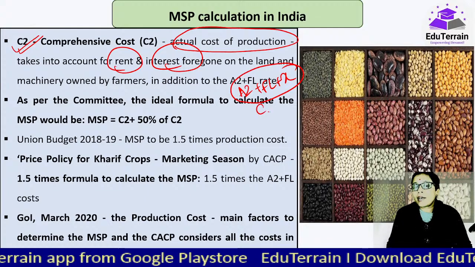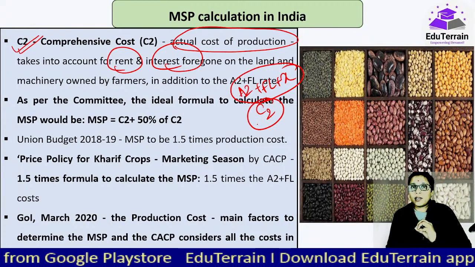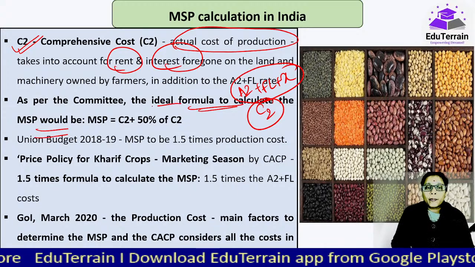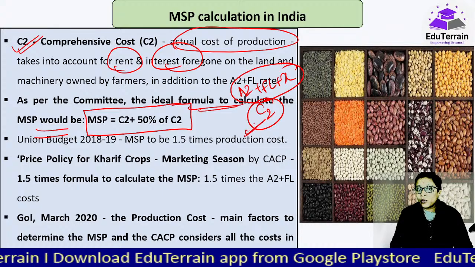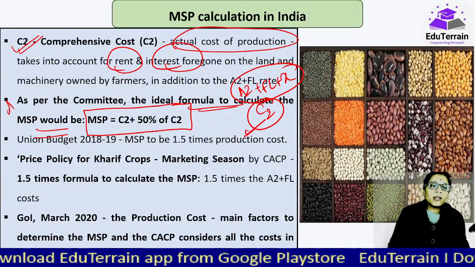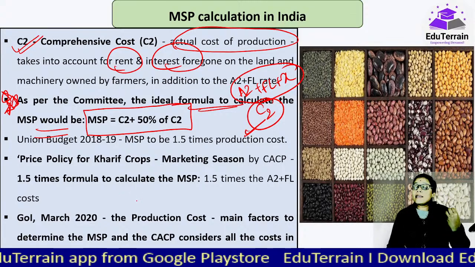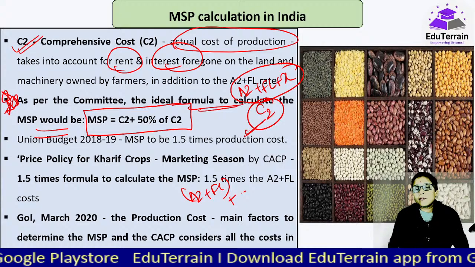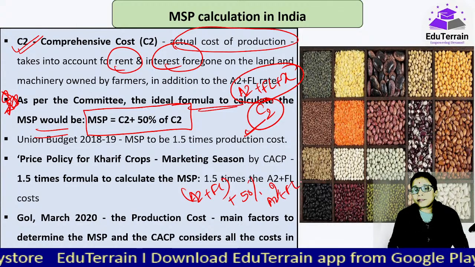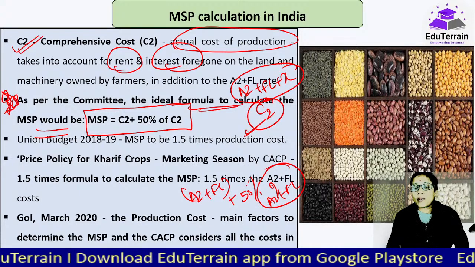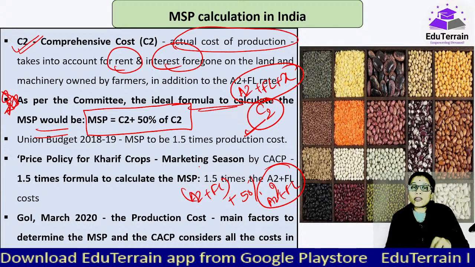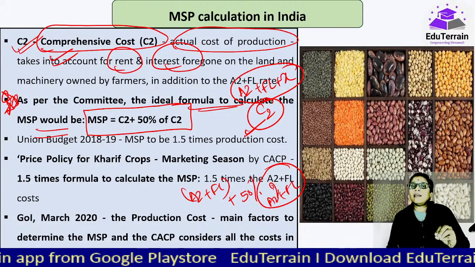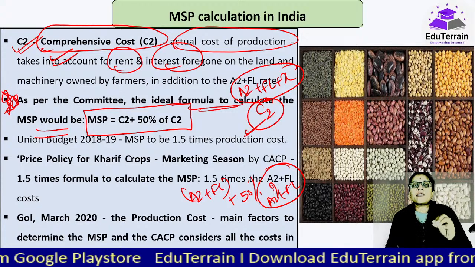Now what Swaminathan committee has to say is, this is the best way to use and calculate MSP. So here, as per the committee, the ideal formula to calculate the MSP would be MSP is equal to C2 plus 50% of C2. Okay, this is what the committee has recommended. Now what does the government follow? Government follows A2 plus FL plus 50% of A2 plus FL, or 1.5 times the A2 plus FL, but not the comprehensive cost. तो जो अभी agitation चल रही है, what they have to say is, we have to take the comprehensive cost, only then the MSP calculation would be justified for the farmers.